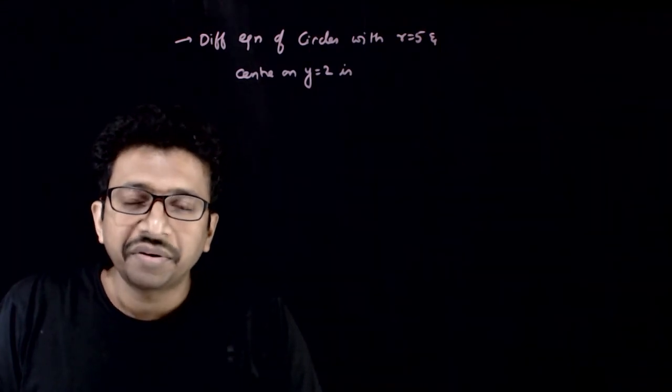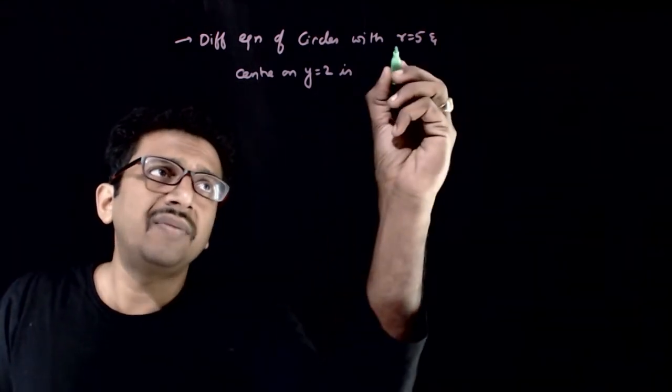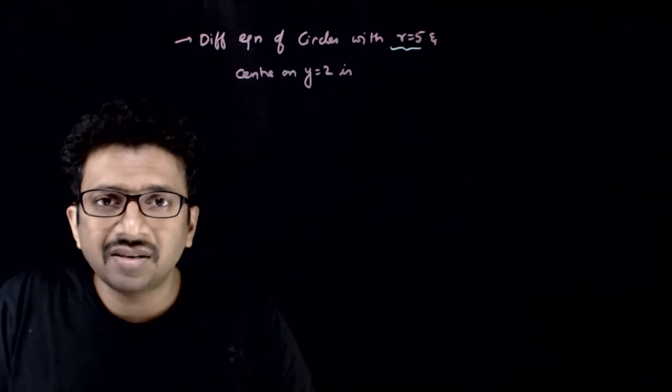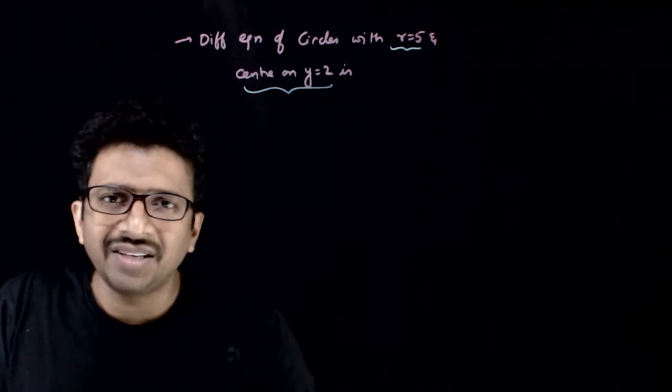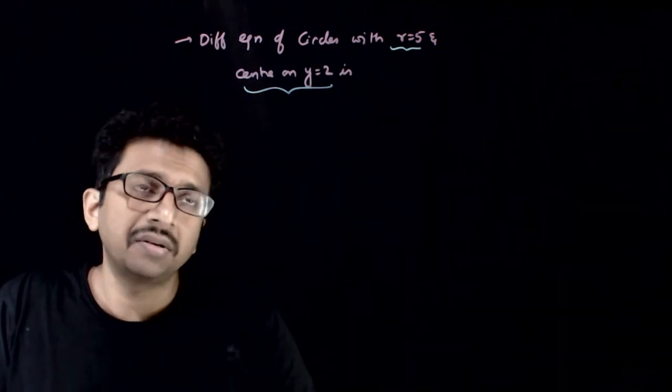So welcome students, you're asked to find the differential equation of the family of circles with fixed radius 5 and whose center lies on the line y is equal to 2. So that's the question.